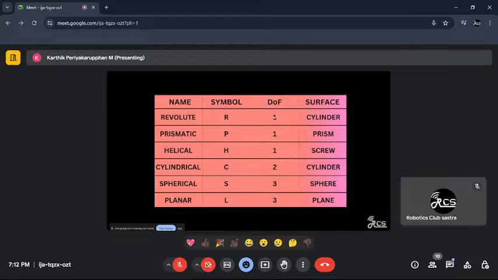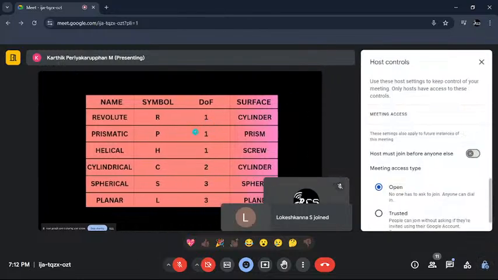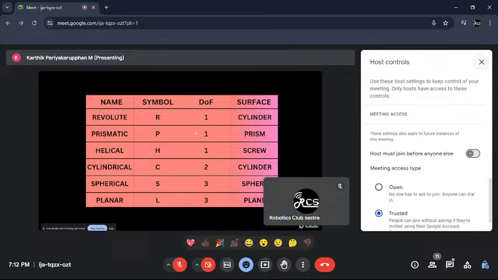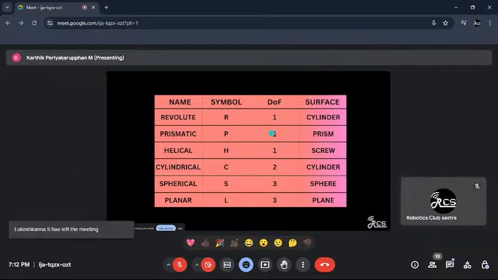If you think about it, for a revolute joint only the joint limb can rotate. So there will be 1 degree of freedom. One type of motion is possible in that joint. So there is 1 degree. Degree of freedom is 1. Then for a prismatic joint, only translation is allowed along either x, y, or z. So the degrees of freedom is 1.